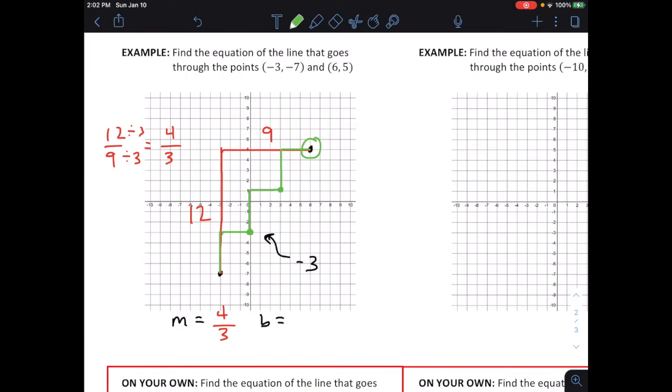I could probably add these in here. So we went 4 and 3. All right, and we repeated that until we landed on the same point. So our y-intercept is -3. So the equation then is y equals 4/3 x minus 3.